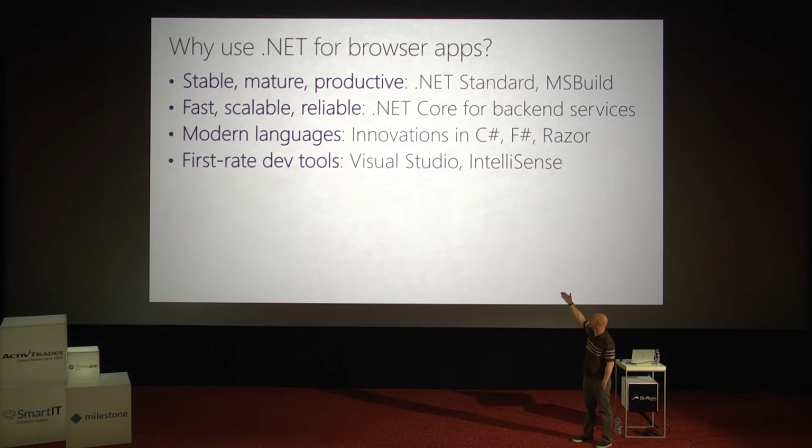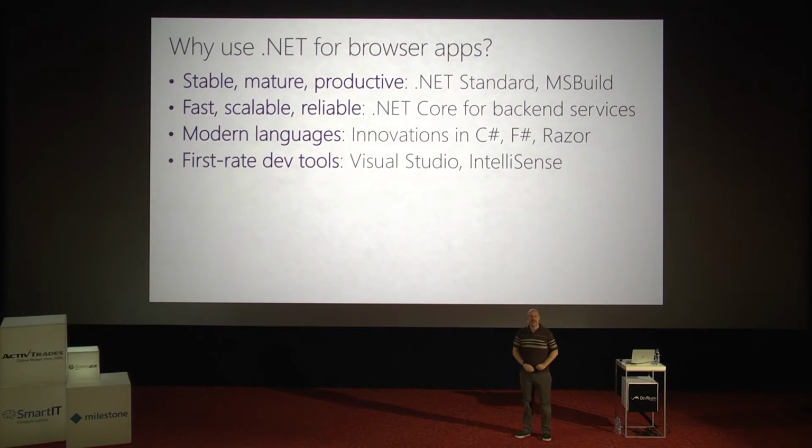So what are some things? Well, first of all, stable, mature, productive. If you are a developer that is regularly writing .NET code, in the tool of your choice, Visual Studio Code, but maybe Visual Studio, you're used to your favorite NuGet packages, you're in the zone when you're writing .NET code. Stay in that, and you can write your front-end interactions.